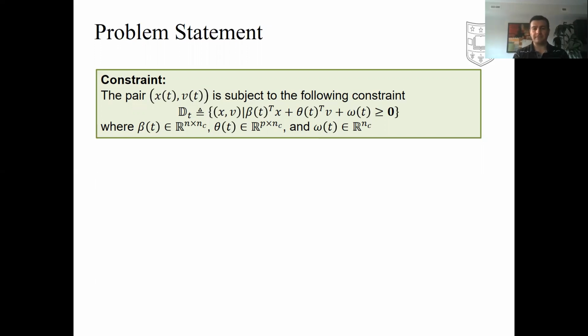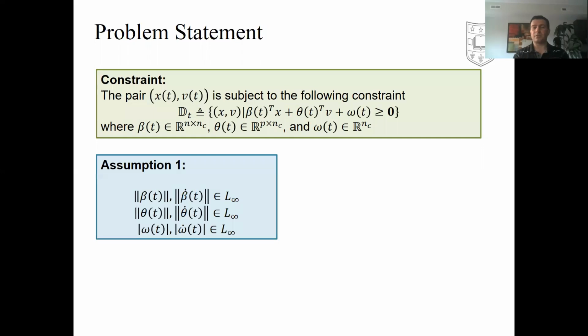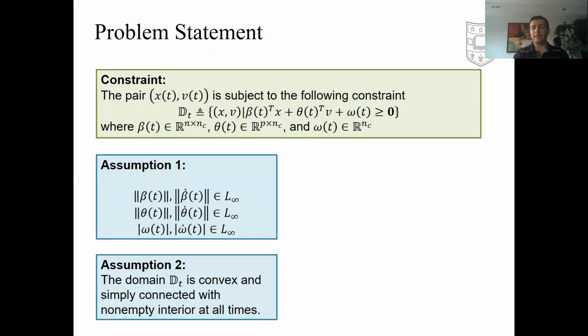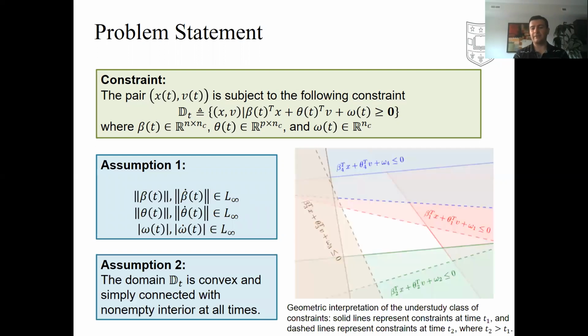vectors and matrices. We assume that the constraints are bounded and the rate of change of the constraints is bounded as well. So it means that beta and beta dot, theta and theta dot, and omega and omega dot are bounded. Also, we assume that the admissible domain denoted by D_t is convex and simply connected with non-empty interior at all times.